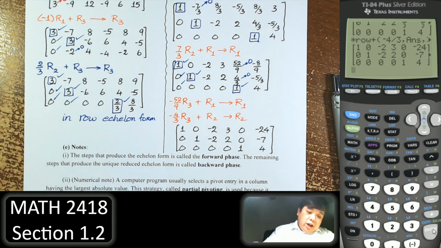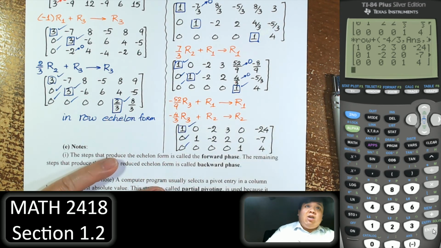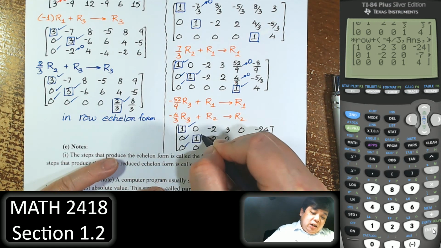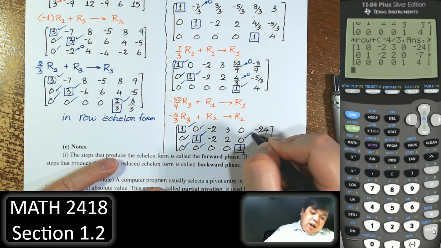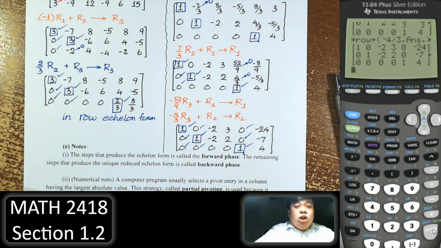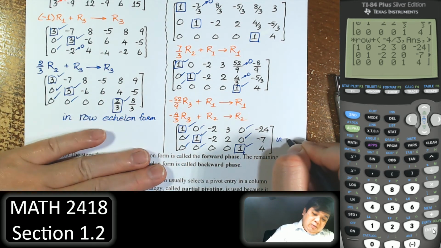Now, the final check. Pivot entry, everything in that column is 0. Good. Pivot entry, everything on that column is 0, which is good. The pivot entry here, everything on that column is 0. So that's good. This is not a pivot column, so it doesn't matter. So this one is in the reduced row echelon form.